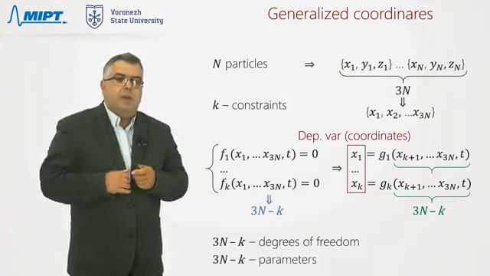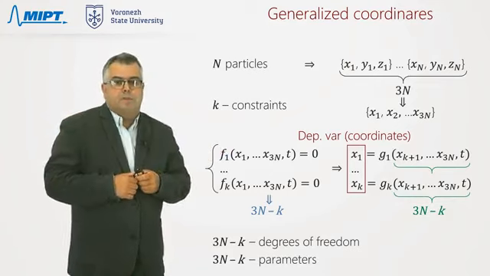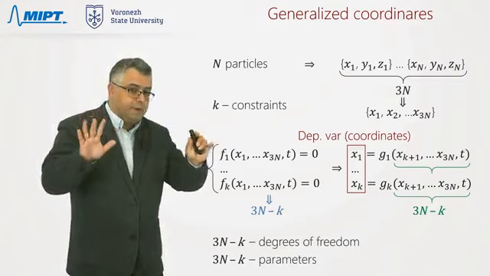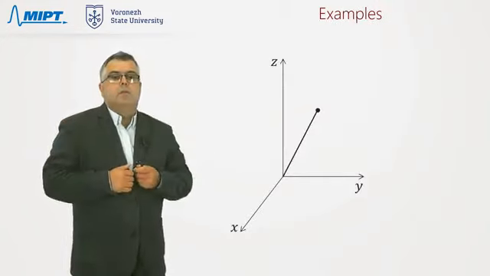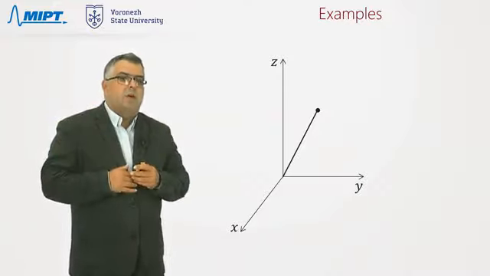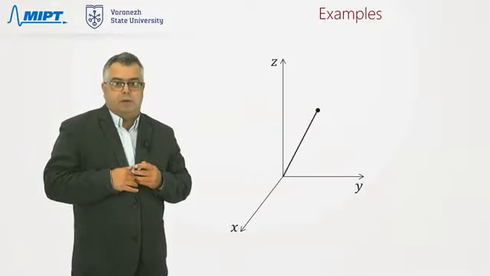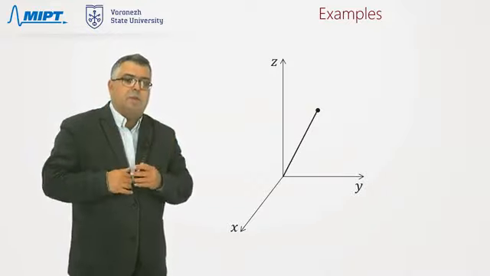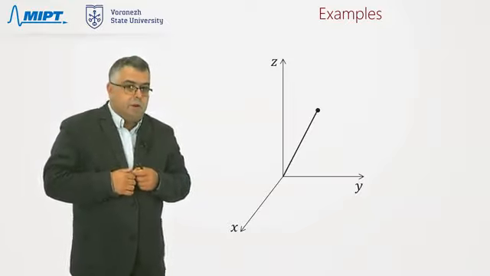So we have 3n minus k parameters, and by using these 3n minus k parameters, we can completely describe our system. So in the general case, if we can introduce some set of independent variables which can completely describe the dynamics of our system, we call these variables generalized coordinates. Let me give you some small examples.